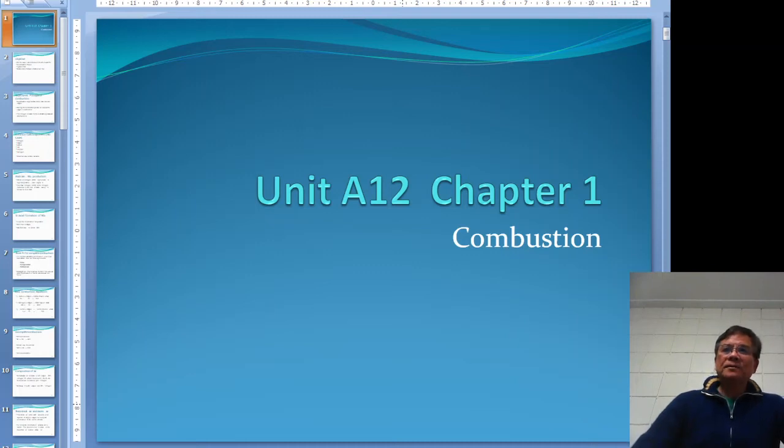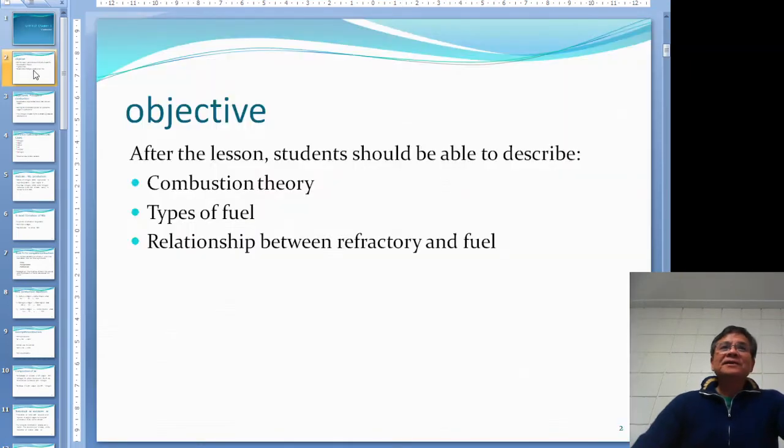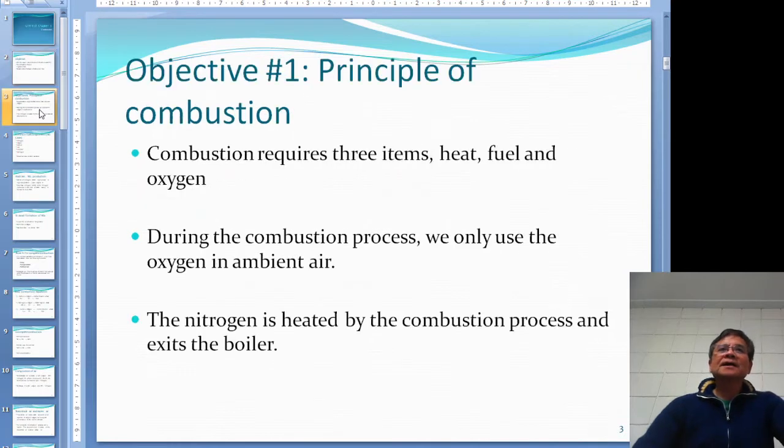Unit number 12, chapter 1, combustion. Now in this unit, we'll talk about the combustion theory and types of fuels and the relationship between the refractory and the fuel used. Okay.